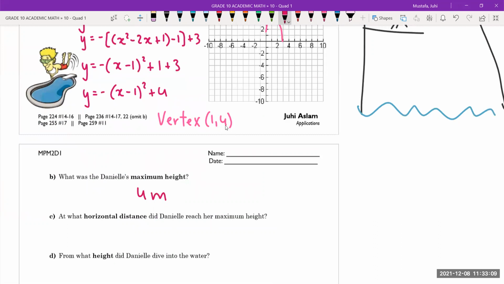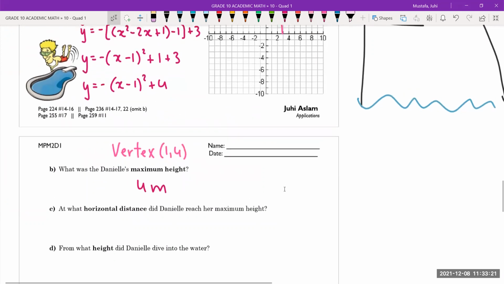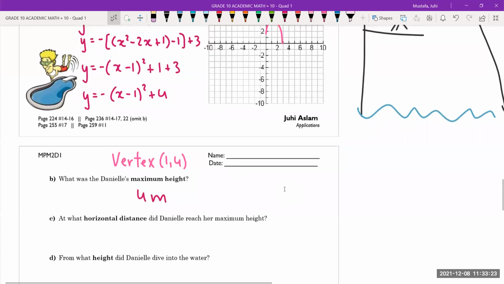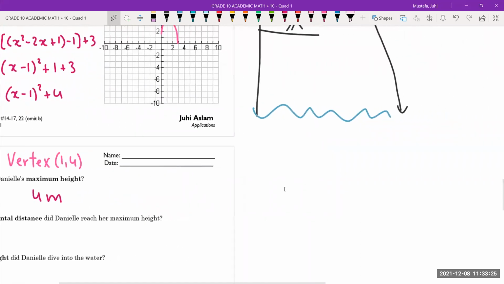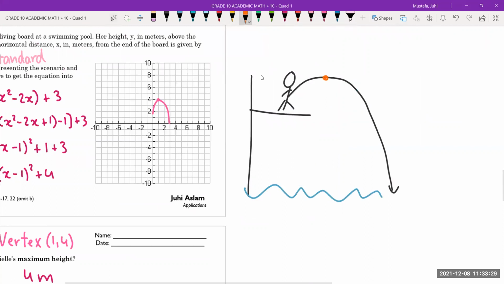And so just like before, you should know that this number over here, actually, I'll just move this vertex over to this page. This number over here, the 4, tells me my maximum height. At what horizontal distance did Danielle reach her maximum height? So we know that her maximum height over here is going to be 4 meters. But how far from the diving board did she reach?